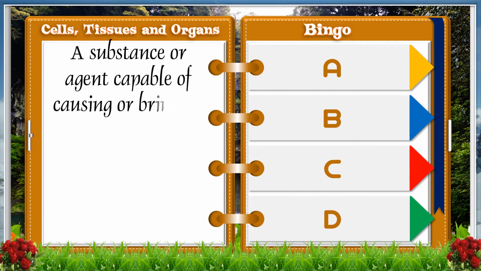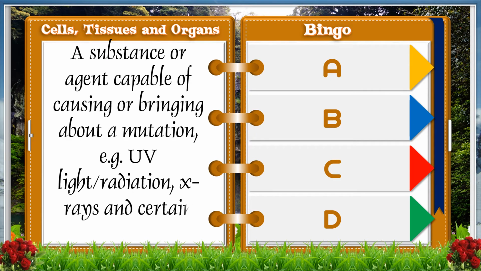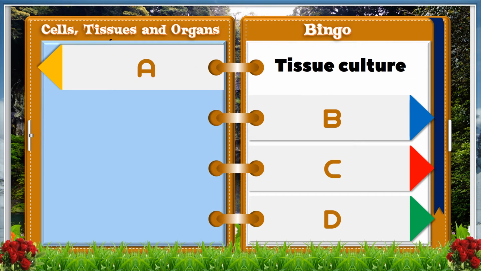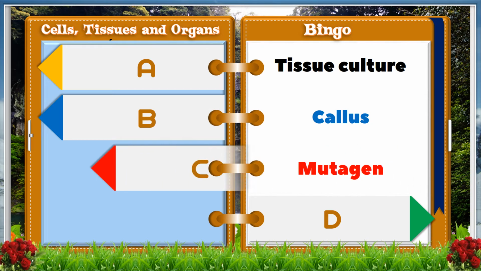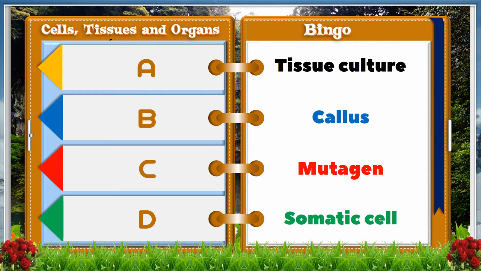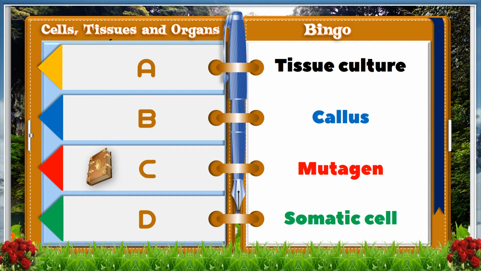A substance or agent capable of causing or bringing about a mutation. Examples: ultraviolet light, radiation, X-rays, and certain chemicals. A. Tissue culture. B. Colors. C. Mutagen. D. Somatic cell. And the answer is C. Mutagen.